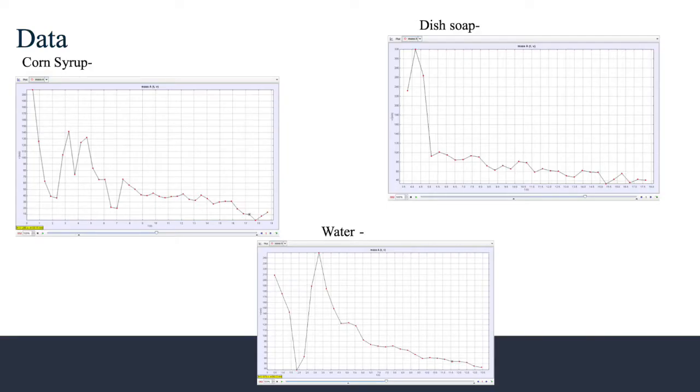Here are the velocity versus time graphs of the beads in various fluids from Tracker. These graphs show the speed at which the beads are moving in the three liquids: corn syrup, dish soap, and water. The first part of our prediction is shown here, that the beads are moving faster in water than they are in corn syrup. However, we can't tell from these graphs whether this movement is diffusion or coherent.